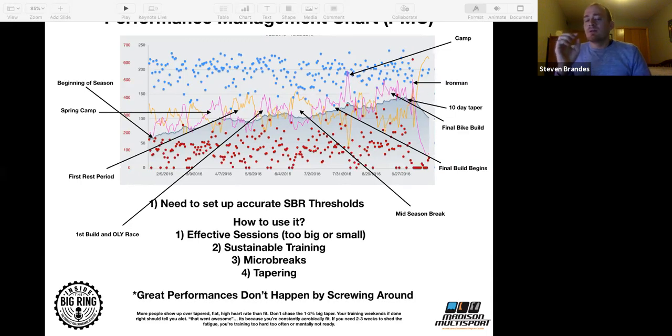Great performances don't happen by screwing around. If you don't have a plan, you're not going to get to where you want to. If you wake up and you're like, what do I want to do today? Or, yeah, this is on my training plan, but I really don't want to do that, then you're just screwing around. Especially if you have big goals but you don't have a coach or structure, then you're really not going to accomplish much. Just have a plan and stick with it.